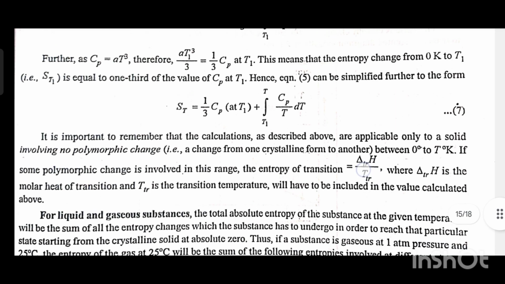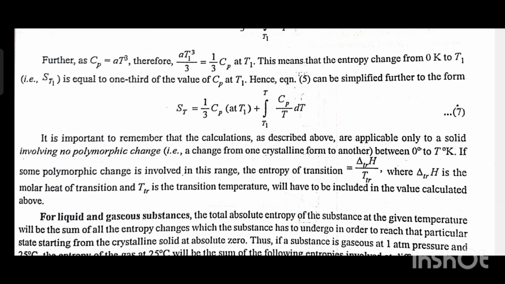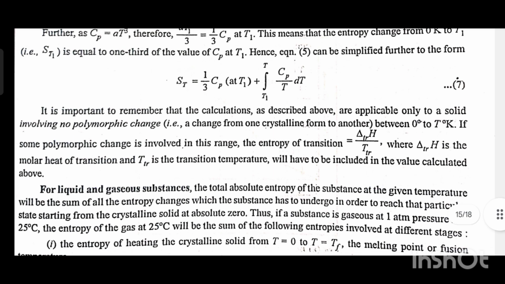Further, as Cp is equal to AT cube, therefore AT1 cube upon 3 is equal to 1 by 3 Cp at T1. This means that the entropy change from 0 K to T1, that is S(T1), is equal to 1/3 of the value of Cp at T1. Hence, equation 5 can be simplified further to the form S(T) equals 1 by 3 Cp at T1 plus integral from T1 to T of Cp upon T dt.